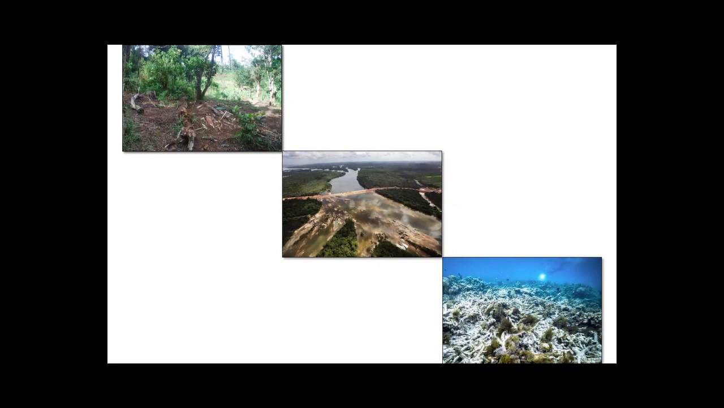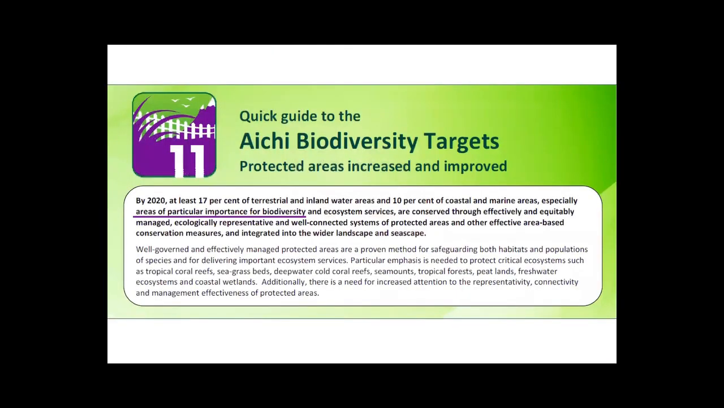So in this context, effective action to address biodiversity loss also depends on knowing which areas in the world contribute significantly to the global persistence of biodiversity so that we can safeguard those sites. And that's why the Convention on Biological Diversity recognized the need to conserve areas of particular importance for biodiversity in its Aichi Target 11.